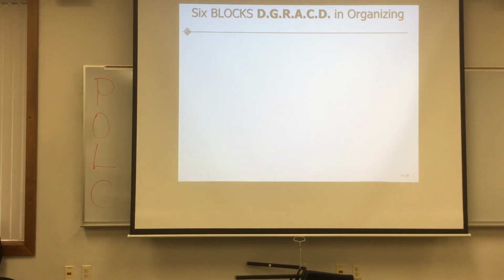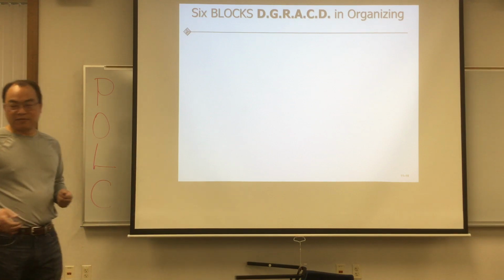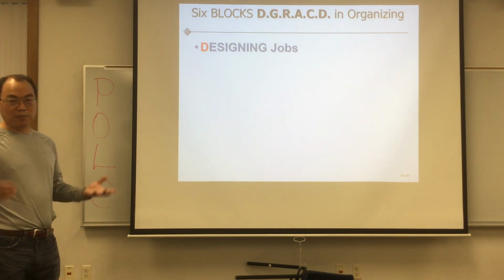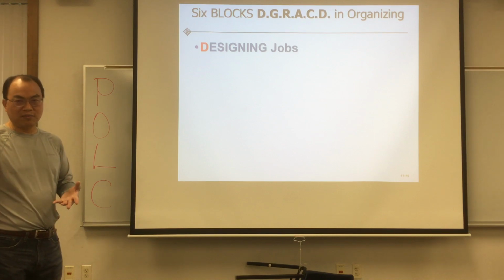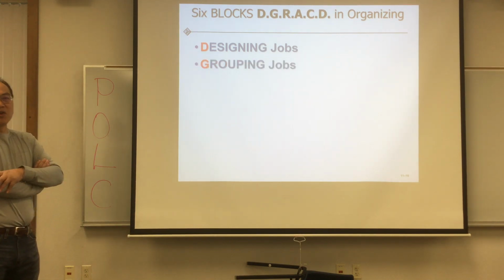You guys know I love acronyms. The six blocks can be summarized as follows. The D is for designing jobs, right? We all have a job already. Somebody's going to be a boss. You hire people, and you want to make sure they're really working hard and doing things worthy of their salt, which means, in the old days, you got paid by salt. So they need to work hard. The second one is how do you group jobs?